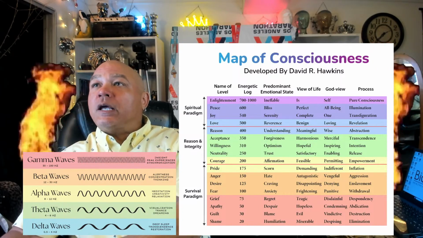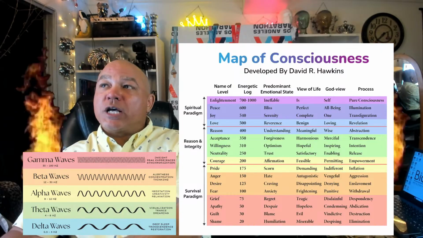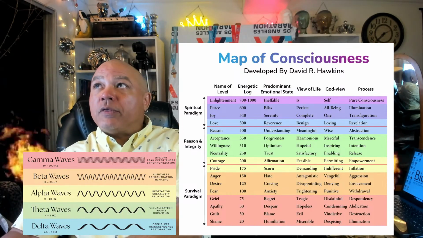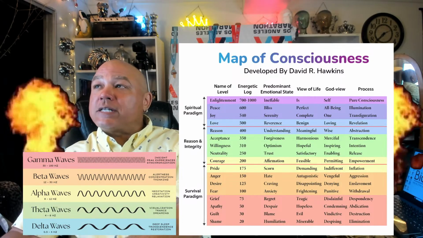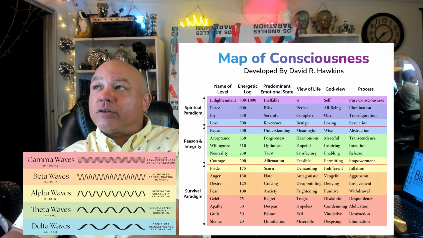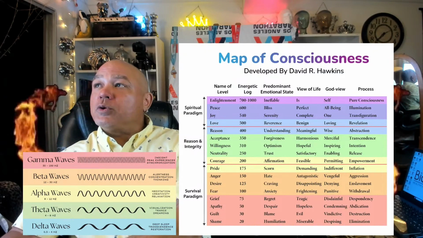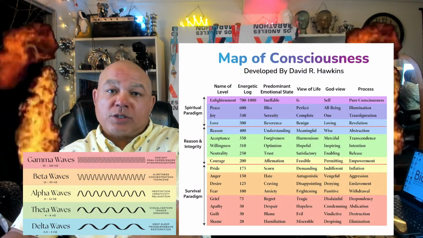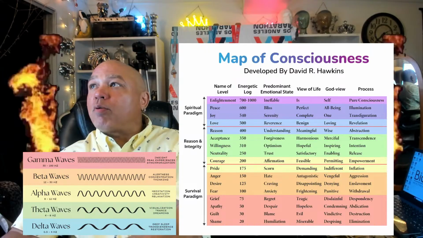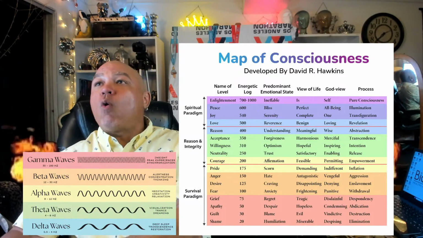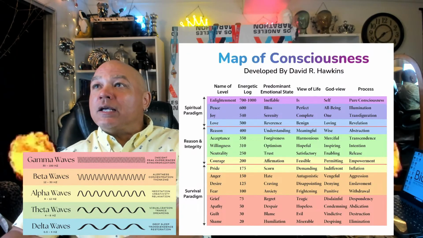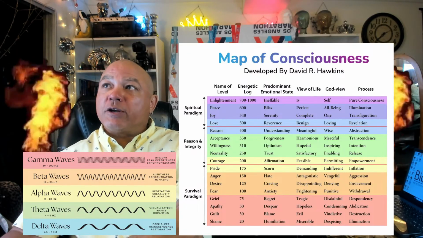All right? Fear. Fear has an energetic log of 100. The predominant emotional state is anxiety. Their view of life is that life is frightening. They're scared. They're cowards. Their God view is punitive. They think God is punishing them. And their process is one of withdrawing or cowering. Then we get above that, which is at an energetic log of 100.